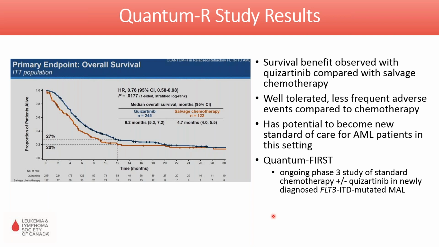So this is something that should be made available to patients if we are able to, because it does show a survival benefit. And the idea is that if we can move this to earlier in the disease course, maybe we can make a bigger difference. And so that's what's going to happen. So we have the QuANTUM-First study that's ongoing, and in this study, patients get standard chemotherapy with or without the quizartinib as their treatment, and we'll see what happens.